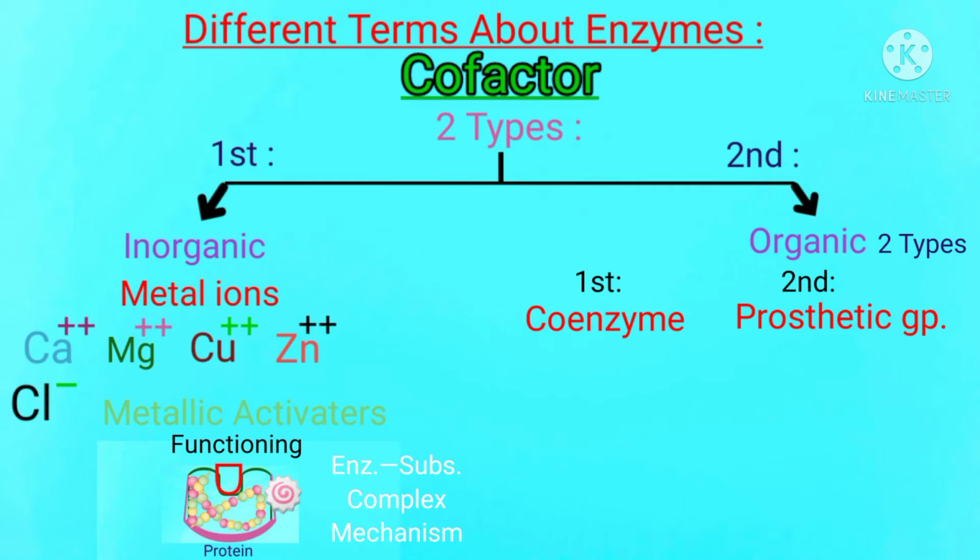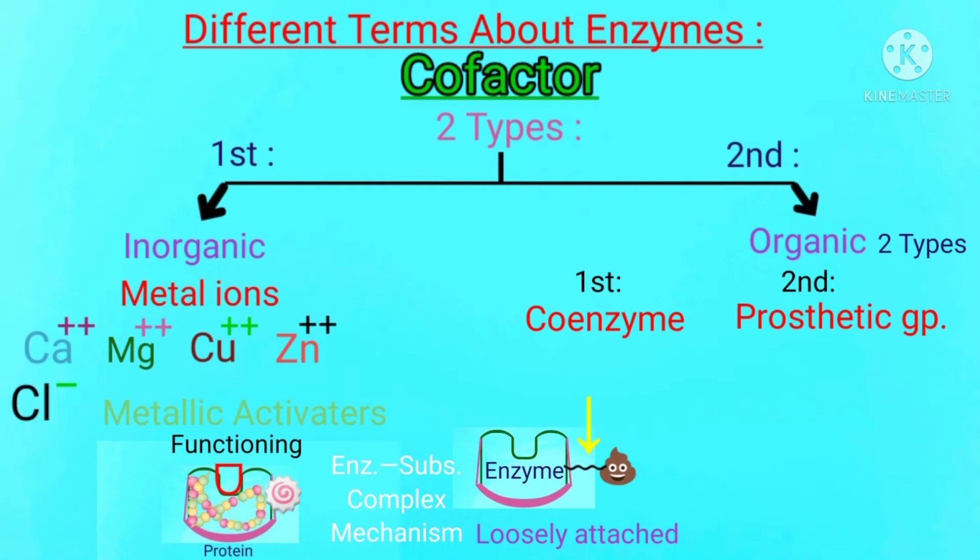Suppose we draw a coenzyme diagram in which this is an enzyme, and here we have a cofactor that is attached to the enzyme, but this cofactor is loosely attached to its enzyme. This sign represents that the cofactor is loosely bound with the protein part, that is the enzyme. So when it is loosely attached, it can release from the enzyme, detach from the enzyme surface to move to another place. In this case, the name of the cofactor is coenzyme.